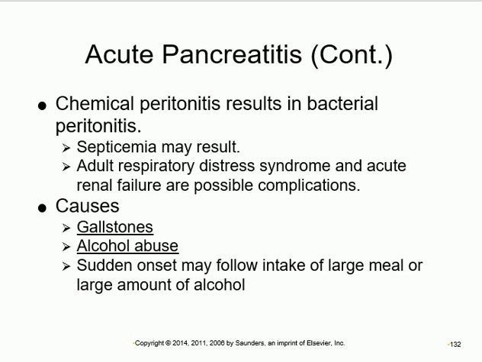The most common cause of acute pancreatitis is gallstone and alcohol. Gallstone and alcohol. This is the most frequent cause of acute pancreatitis. These stones or the alcohol are going to close the exit for the pancreatic enzymes and start to auto-digest the pancreas itself.